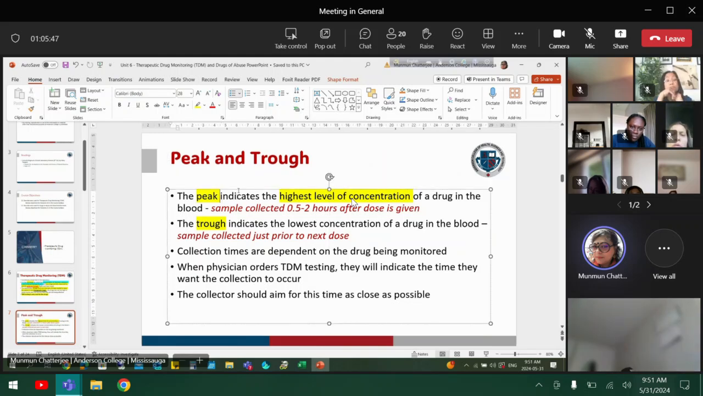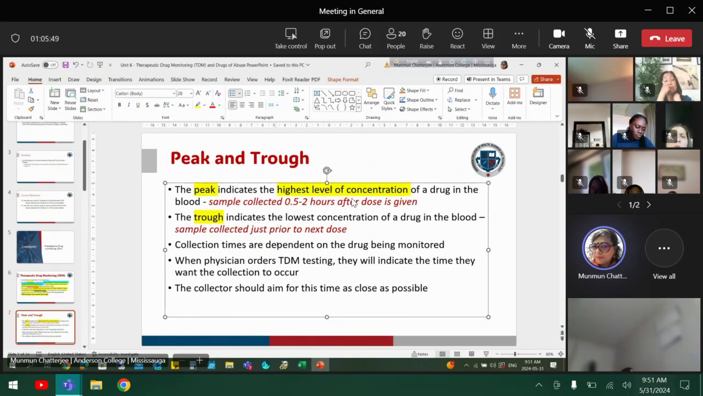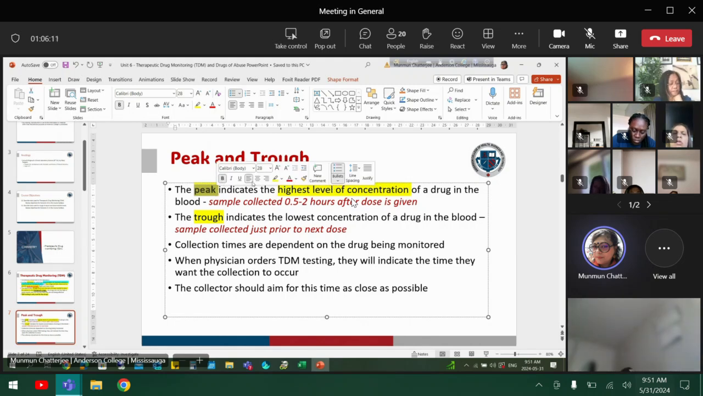The peak indicates the highest level of concentration of a drug. So, say for example, a sample is collected 0.2 to 2 hours after the dose is given. So, the peak should be in this range. That is the highest level of concentration. That is called peak. Peak means highest level of concentration.